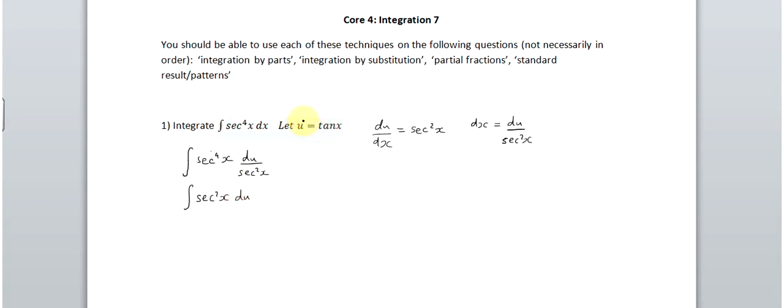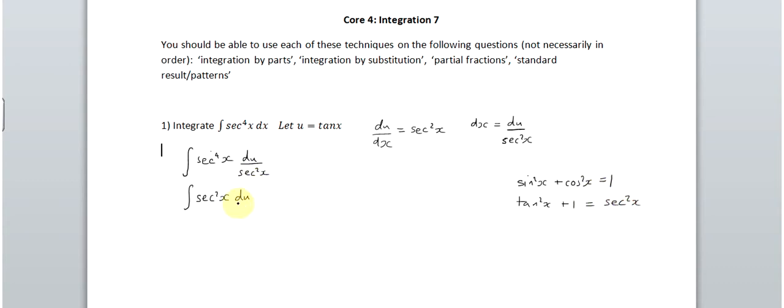And now we can see that, well, maybe we've got something going here. How are we going to get sec x and tan x related? Well, that's a Pythagorean relationship. So if we consider sine squared x plus cos squared x equals 1, and we divide through by cos squared x, that gives us tan squared x plus 1 equals sec squared x.